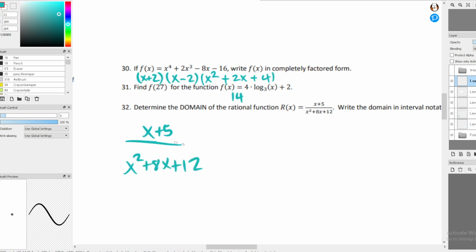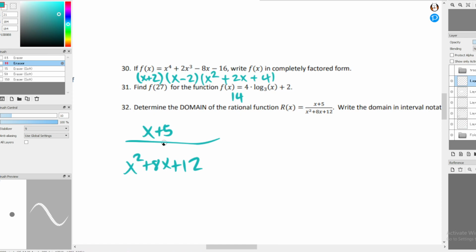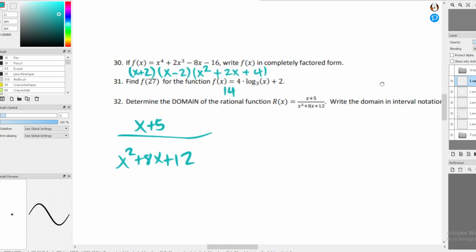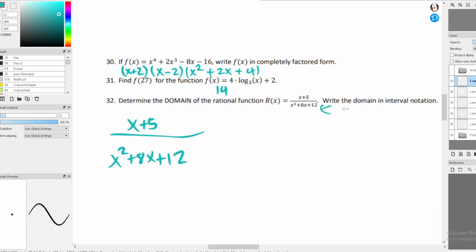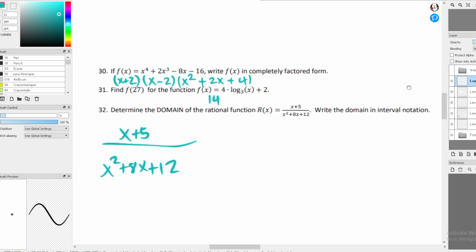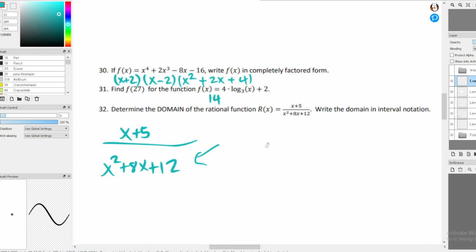Now, I know that a lot of you are familiar with factoring by grouping, but actually, it's not applicable here. The domain is basically restrictions. So we need to find what will make the bottom 0, because that's a problem. We can't be dividing by 0. So we need to factor this to find our zeros.